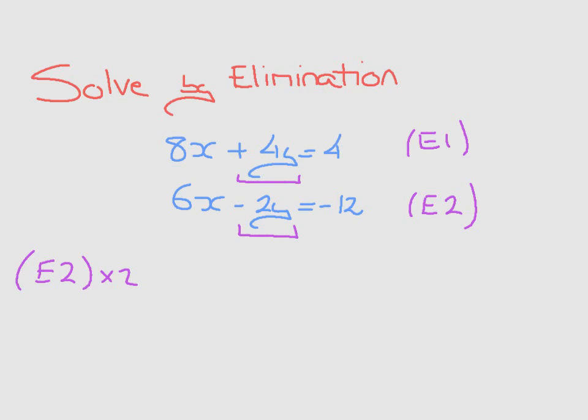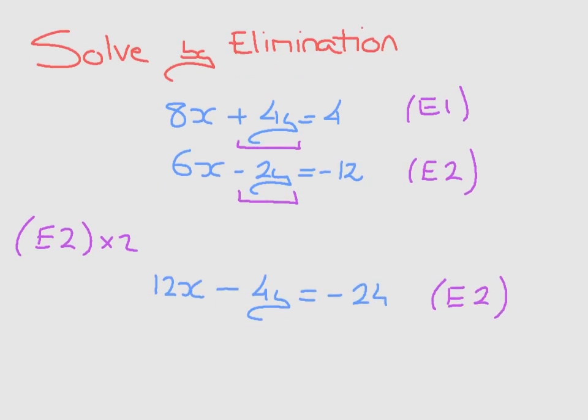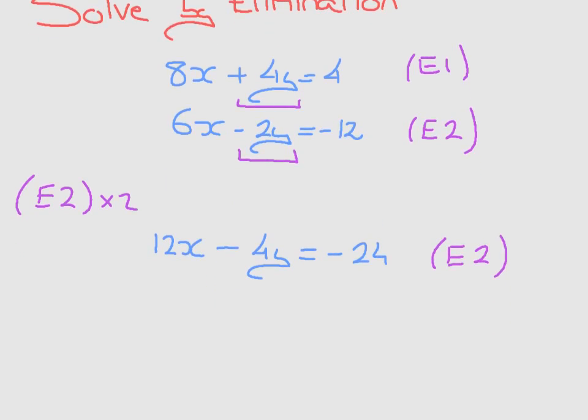When we do this, we have to multiply each and every single term of that equation by 2. So 2 times 6x would be 12x, minus 2 times 2y, which is 4y, equals negative 2 times 12, which is negative 24. We now have a new equation E2. Don't worry, we haven't actually changed the equation. Although it looks different, it's still referring to the same equation. We've just multiplied both sides by 2.